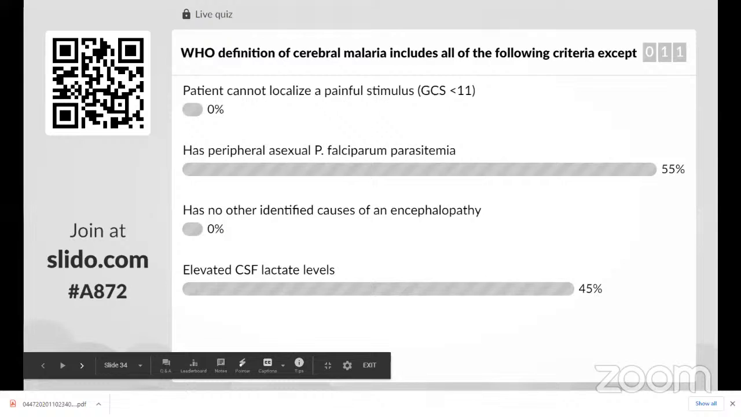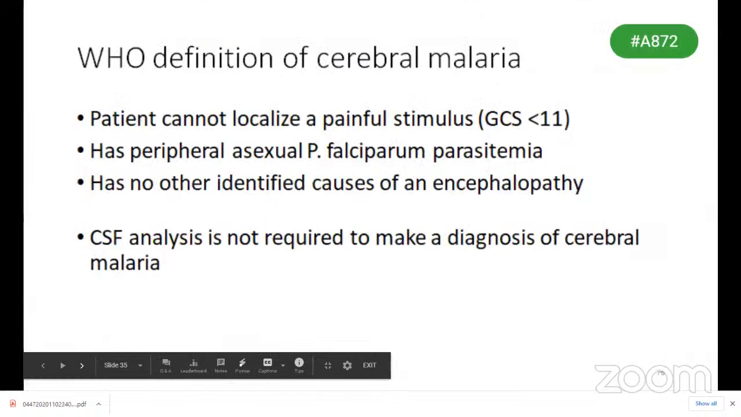Okay, there is a 50-50 division between two. The correct answer actually is elevated CSF lactate level. The WHO definition says that the patient has encephalopathy, there is falciparum parasitemia which is seen in the periphery, and of course there is no other identifiable cause for encephalopathy. CSF is not required to make a diagnosis of cerebral malaria. Remember, malaria is diagnosed by looking at the patient.